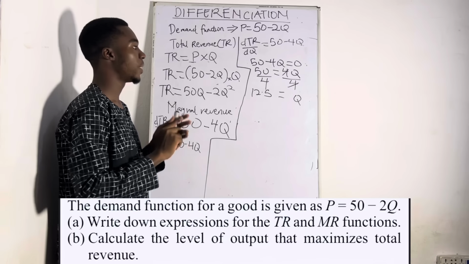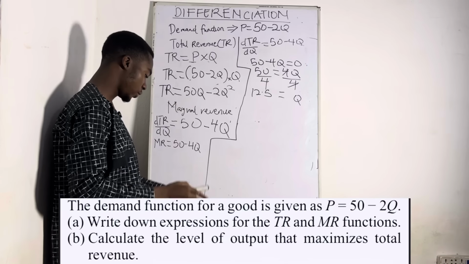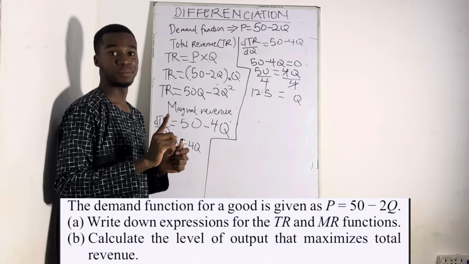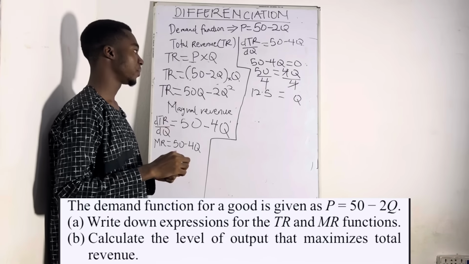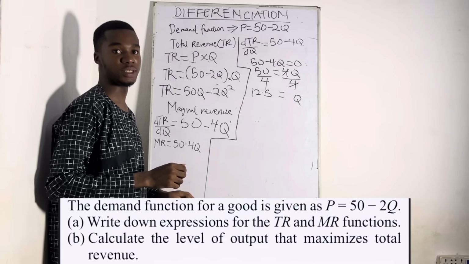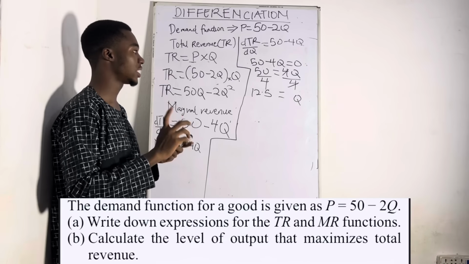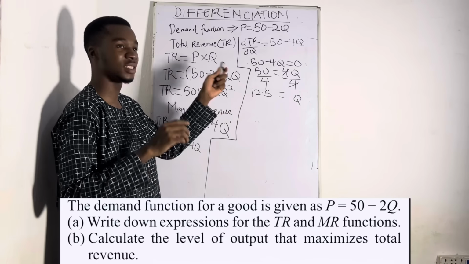Now, whatever you get when you do this is either the minimum or the maximum point. You get it? But if you want to know whether it's the minimum or the maximum point, you have to differentiate it for the second time. When you differentiate it for the second time, you put 12.5, whatever you've got here, in that equation. If you get a negative, it means it's the maximum point. But if you get a positive, it means this 12.5 is the minimum point.